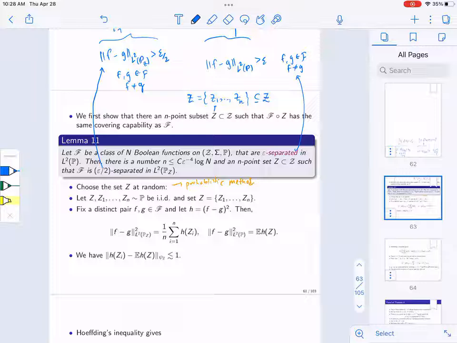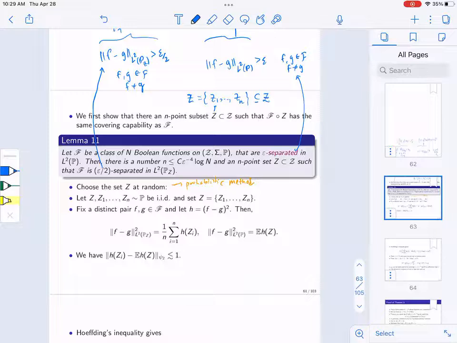So the idea is that I want to show there exists an epsilon-net set with good properties. I'm going to pick a random set with some distribution and then show that the property that I want holds with probability bigger than 0. Then there should be at least 1, right? So this is a very powerful technique using combinatorial arguments. So what we do is actually choose the set Z at random by choosing Z1 up to Zn IID from P. Just draw n IID points from P, set Z to be this, and I also have this generic Z here. Then fix a distinct pair f and g in F, let h be (f minus g) squared.